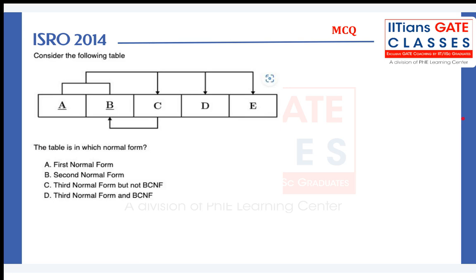So this is the table. They are saying the table is in which normal form. They have not given functional dependencies. So can you somehow find out the functional dependencies given the table? Can anyone list the functional dependencies given the table? Yes, anyone? See, ISRO is an easier exam than GATE. The questions are always easier. So, try to answer.